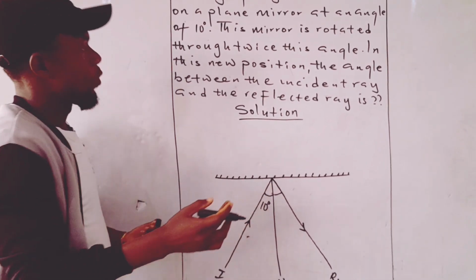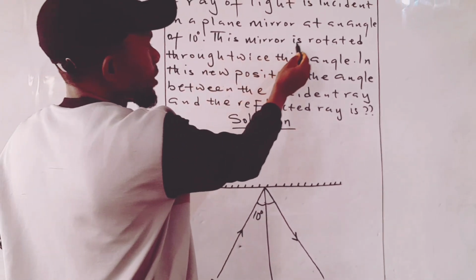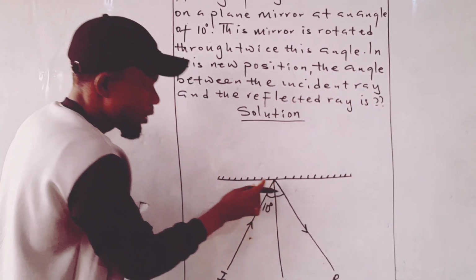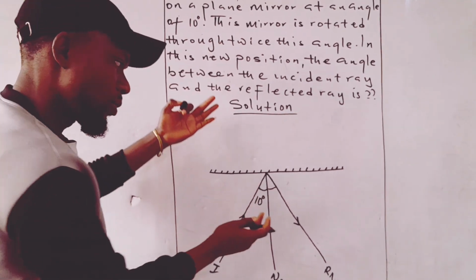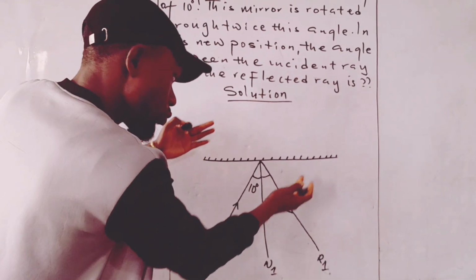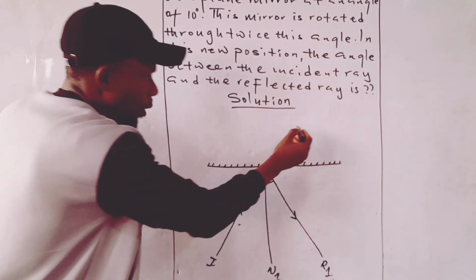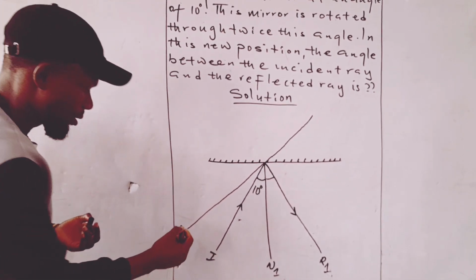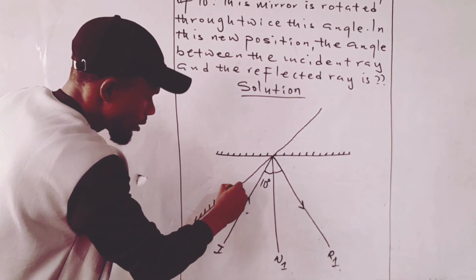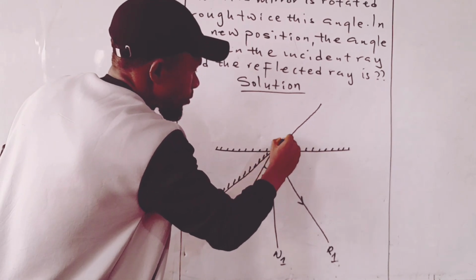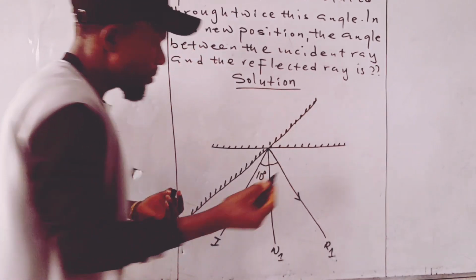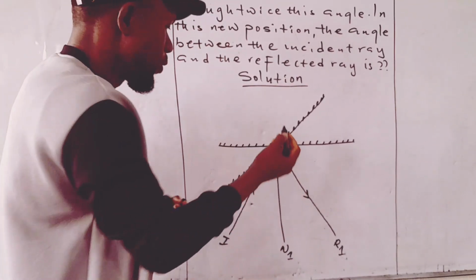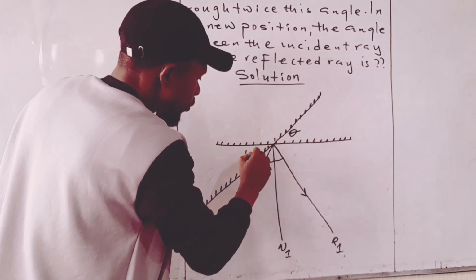Now, this mirror is rotated through twice this angle. So I'm going to rotate this mirror this way. That's clockwise. So the mirror is rotated. Are you seeing this? This is the mirror when it was rotated. And remember, the mirror is rotating through an unknown angle, which is theta. So here is theta, here is theta.